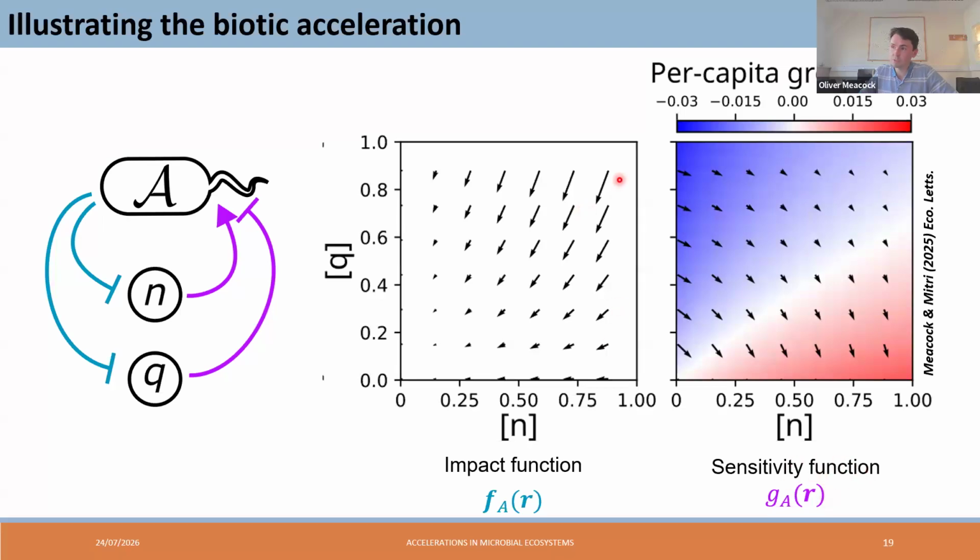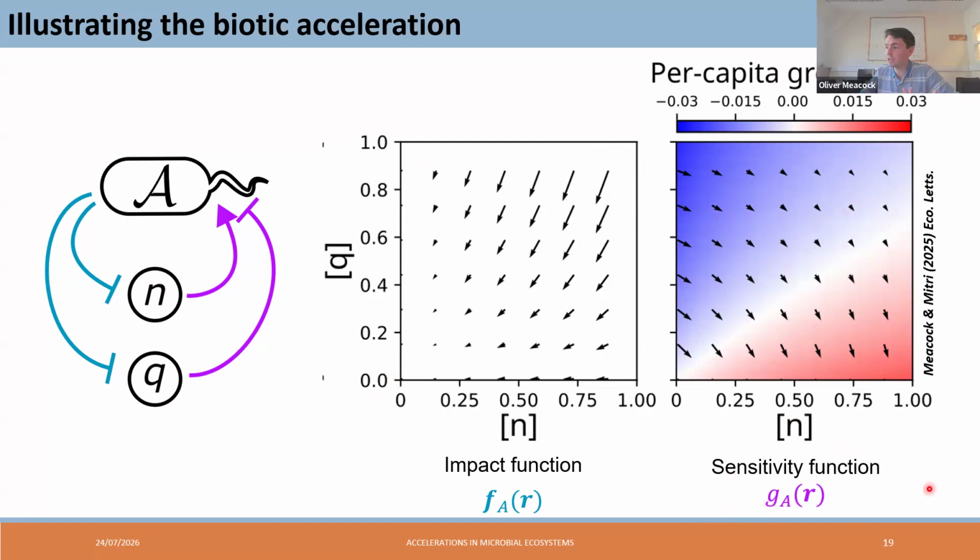So our impact functions just represent how the environment is being pulled by the population over time. You see that because this population is reducing the concentration of both the nutrient and the toxin, we see that these arrows tend to point down towards the origin.